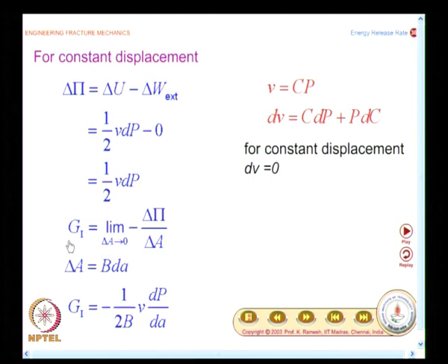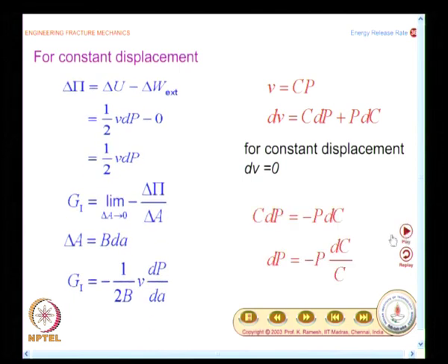If I apply the basic definition of energy release rate, I get the expression as G equal to minus 1 by 2B V times dP by dA. So, I will have to replace this dP, and that I get from this. So, when I put dV equal to 0, I get C dP equal to minus P dC. So, dP becomes minus P times dC by C.